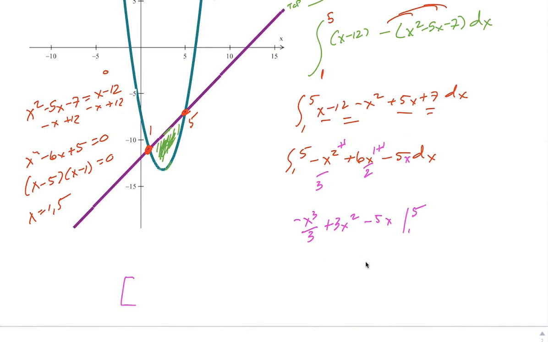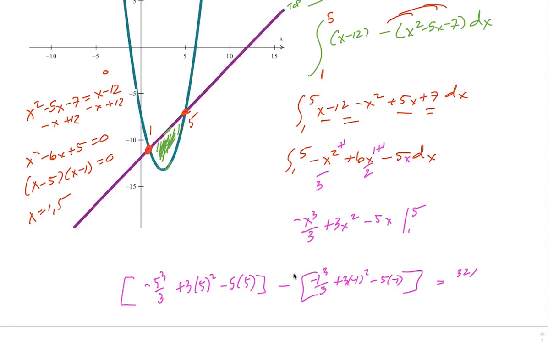So it's going to be negative 5 cubed over 3 plus 3 times 5 squared minus 5 times 5, minus subbing 1 for everything: negative 1 cubed over 3 plus 3 times negative 1 squared minus 5 times negative 1. If we were free response, you could leave it like this, but if we were in multiple choice, we have to simplify it, and we would get 32 over 3. Remember, this right here would be a negative 1/3. So that's the answer to that one.